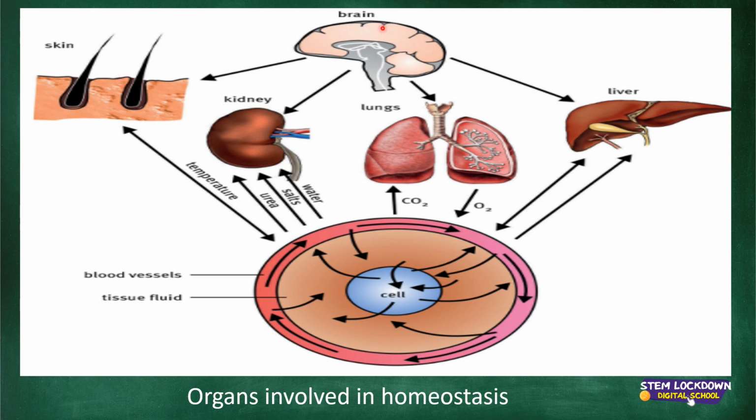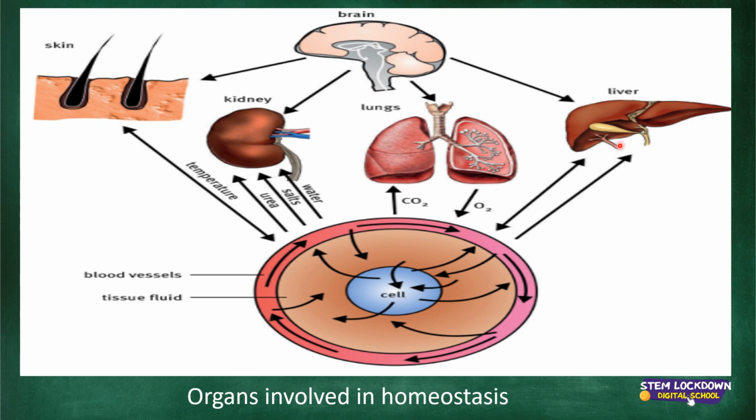You have the kidneys, which are involved in the regulation of water concentration, of salt concentration, and of urea. Then you also have the lungs, which are involved in maintaining the concentrations of carbon dioxide and oxygen in the body. So they'd be involved in the excretion of carbon dioxide and the inhalation of oxygen.